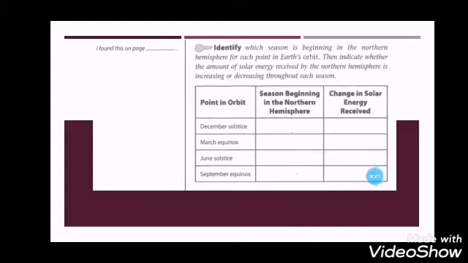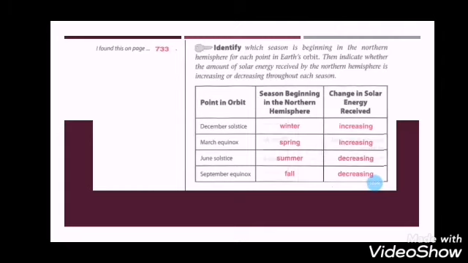Now, in this exercise, we have to identify which season is beginning in the northern hemisphere for each point in Earth's orbit. Then we have to indicate whether the amount of solar energy received by the northern hemisphere is increasing or decreasing throughout each season. The answers to this exercise are found on page 733 in your book.